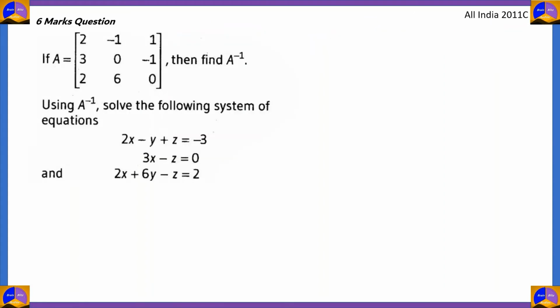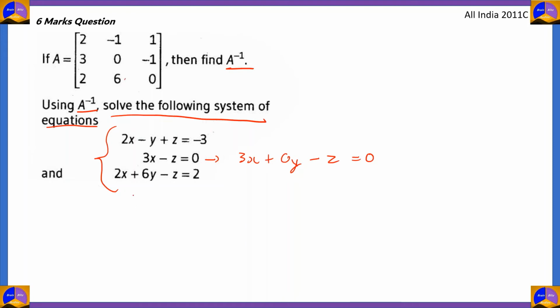Now, our next question. If A is equal to 2, minus 1, 1, 3, 0, minus 1, 2, 6, 0, so this is a matrix, find A inverse, and then using that A inverse, solve the following system of equations. 2x minus y plus z is equal to 3, 3x minus z is equal to 0, 2x plus 6y minus z is equal to 2. Second equation can be written as 3x plus 0y minus z, which is equal to 0 for convenience.